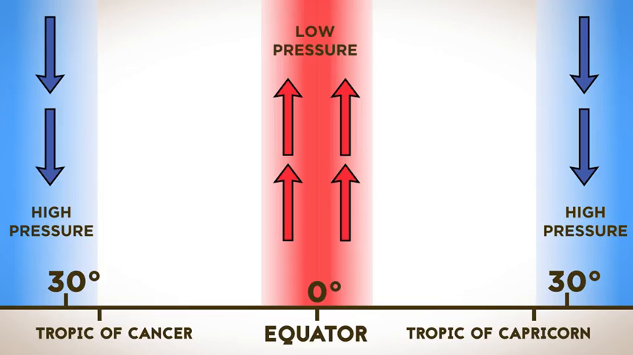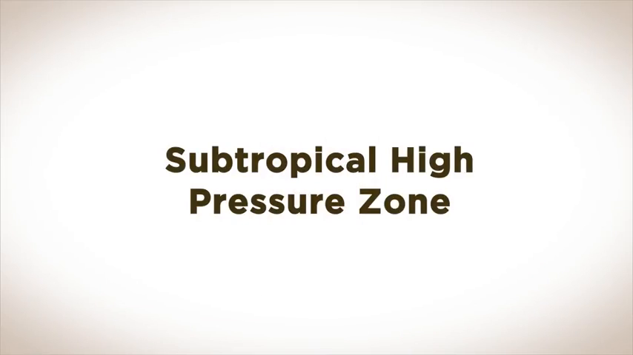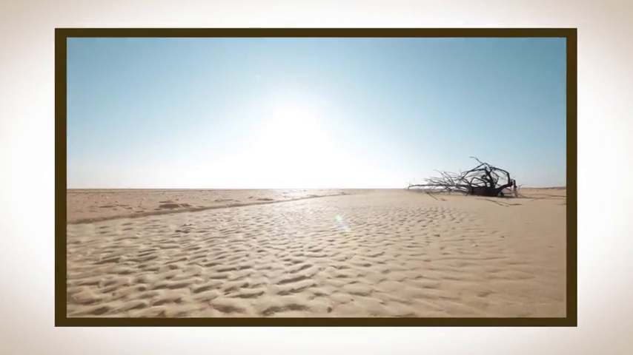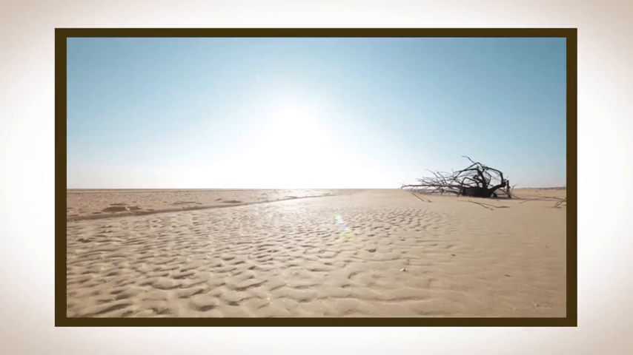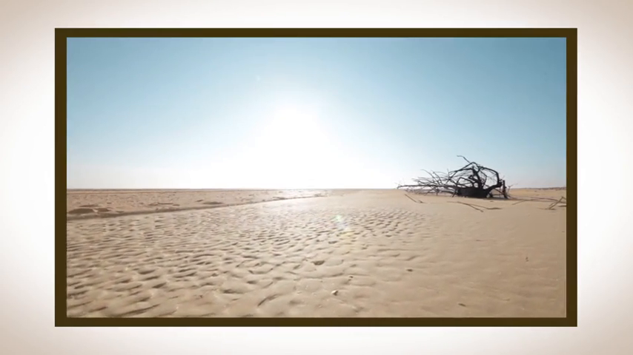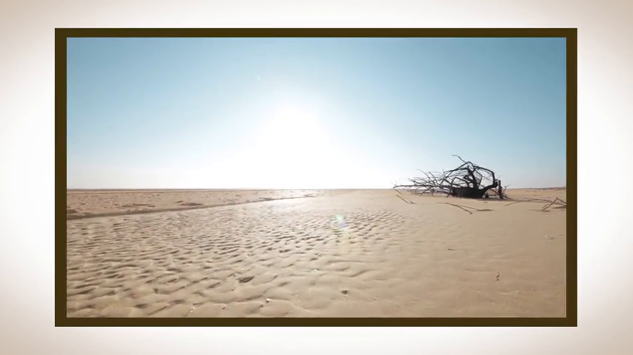The band of falling air around 30 degrees latitude literally weighs down on the surface of the Earth, creating the subtropical high-pressure zone. It is this band of cool, dry air falling to Earth at these so-called horse latitudes that is responsible for the formation of the world's great deserts.